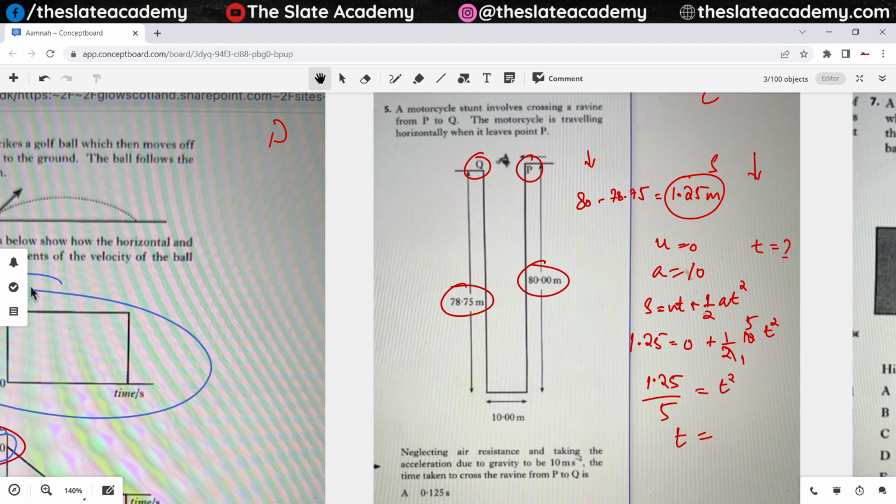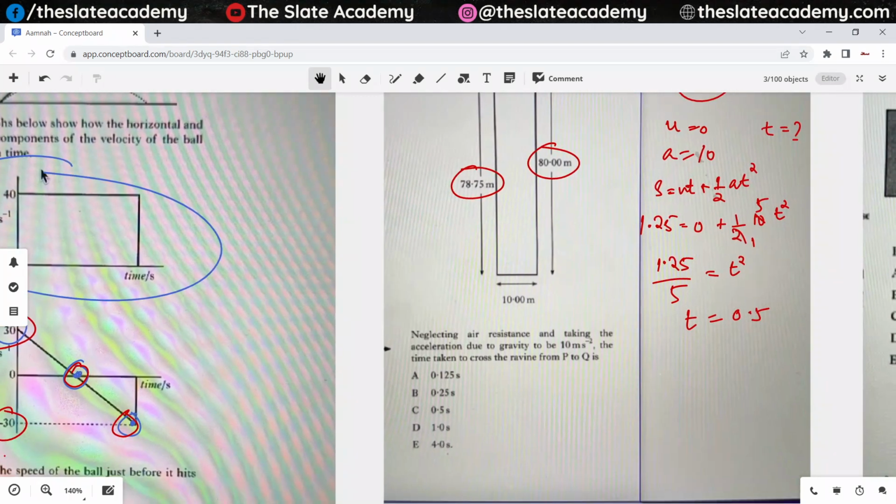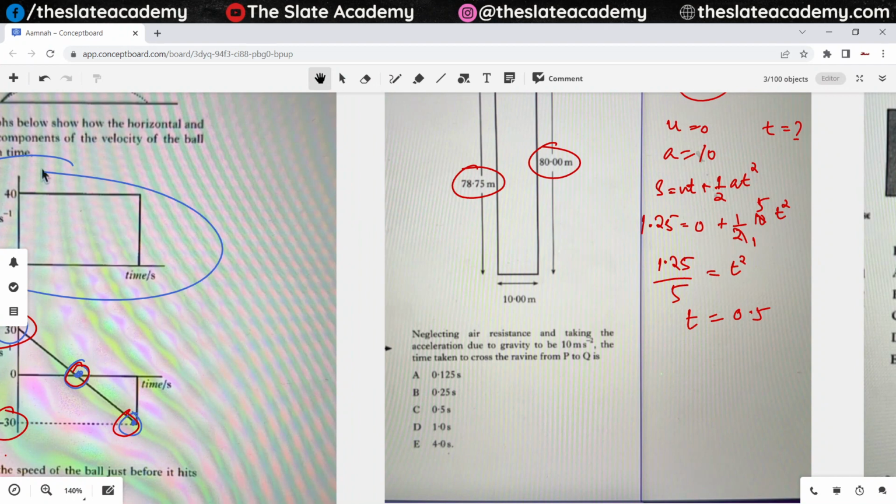This is 1 over 2, or 0.5 seconds, which is option C as the marking scheme shows.